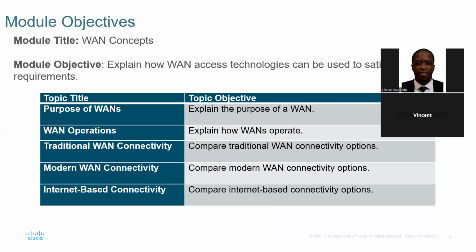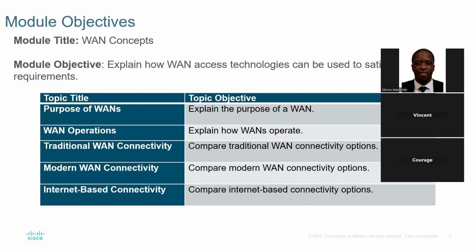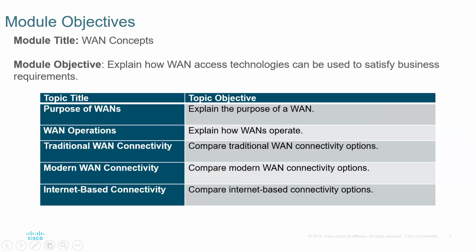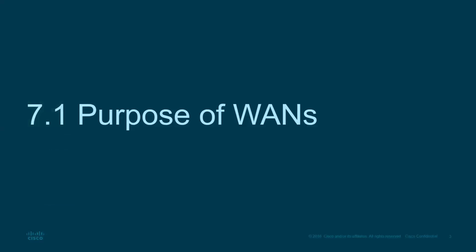So the module objective is to explain how WAN access technologies can be used to satisfy business requirements. I think at this point, we are all familiar with local area networks. How do you design? How do you set up? How do you install? Basically, how do you come up with a local area network? But if you now have multiple local area networks and they need to be connected, there is a need to have a wide area network. And that is basically what we are going to be focusing on today.